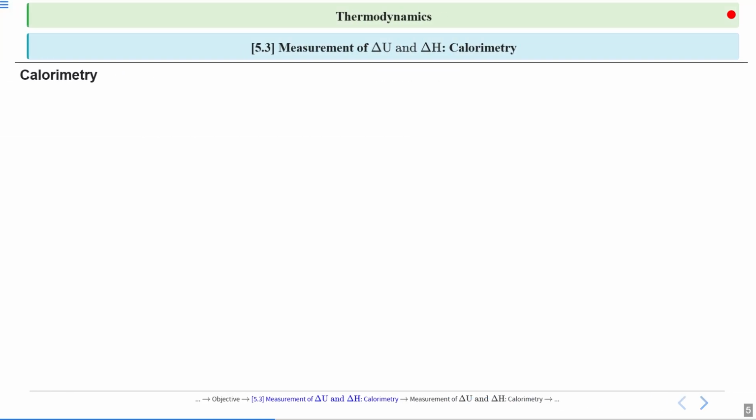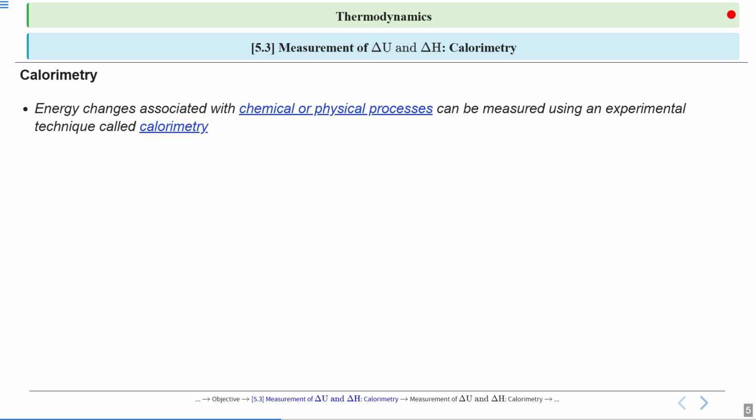Now the method which is used for the determination of the internal energy change is known as calorimetry. So it is a device. If I talk about that device, it is basically looking after the energy changes that are associated with a chemical or a physical process. Now this energy change is determined with the help of some state function, which is obviously our internal energy change and enthalpy change. So what are we doing? We are just quantifying this energy change, which is being measured in terms of the internal energy and the enthalpy.